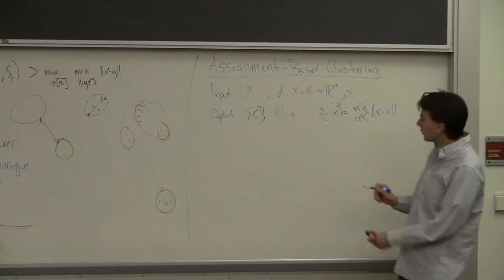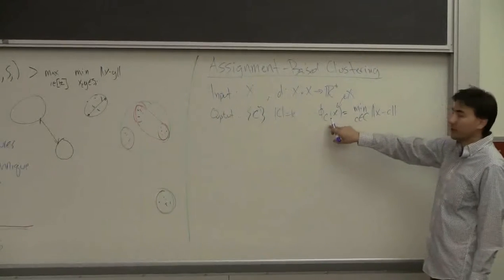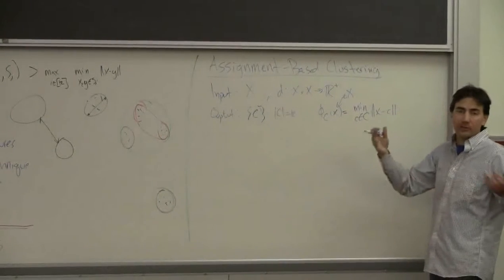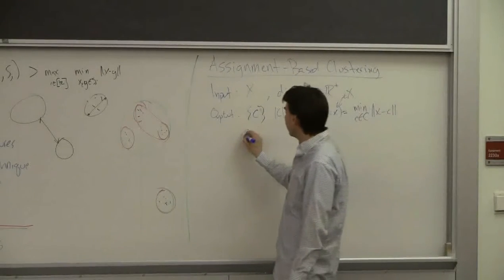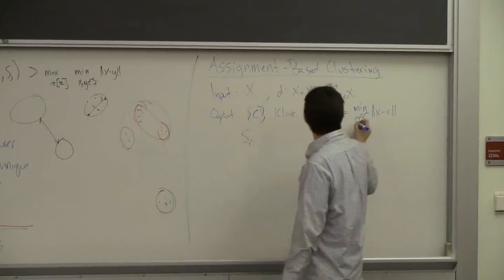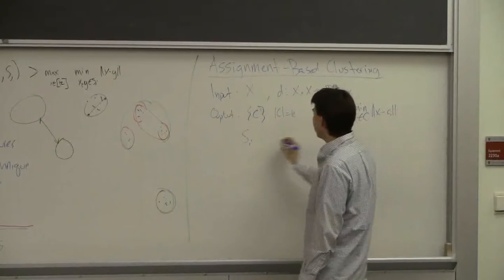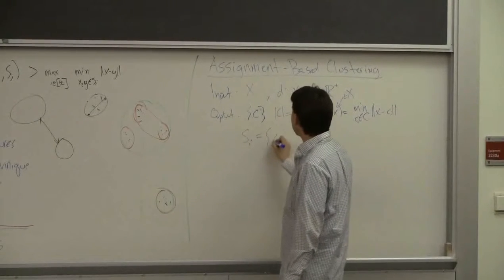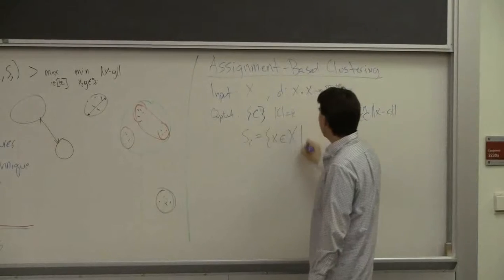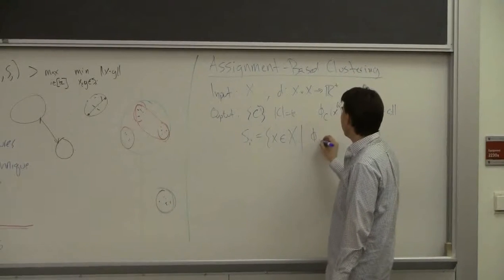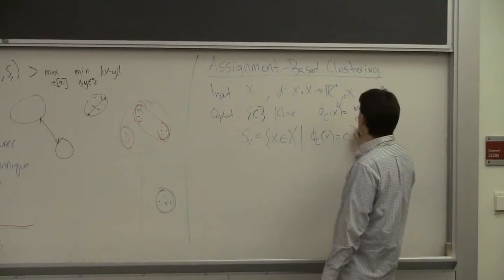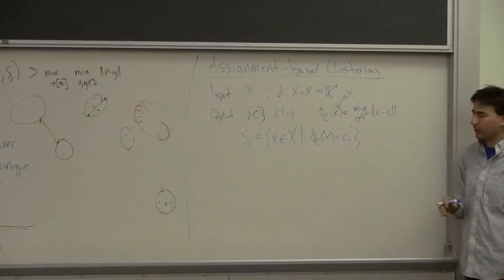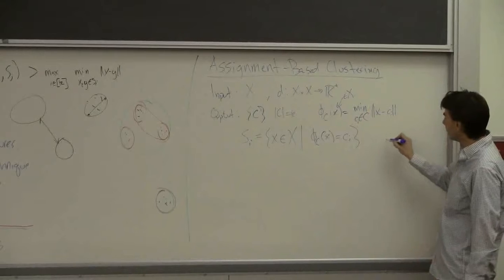And so basically what this says is, I'm going to define a set of points C, or a set of objects C in the space, and I'm going to assign clusters. Now, Si is going to be the subset of X such that phi of C of X is equal to center C. Okay, so what does this look like?